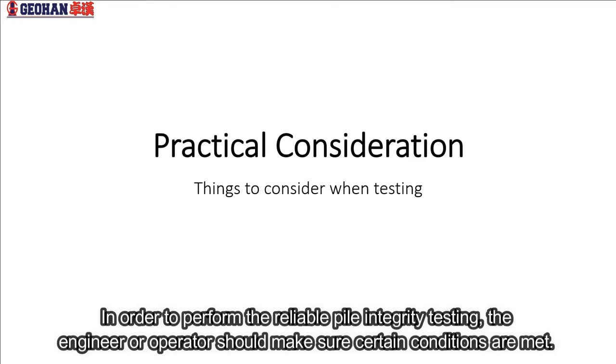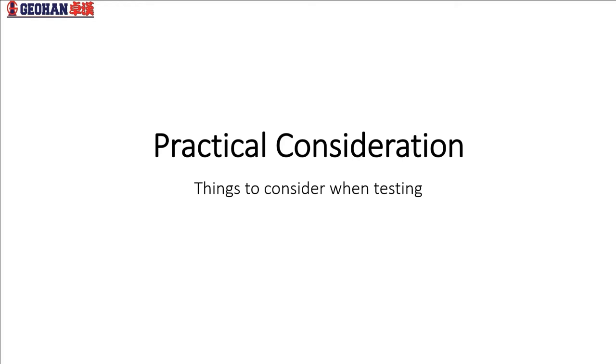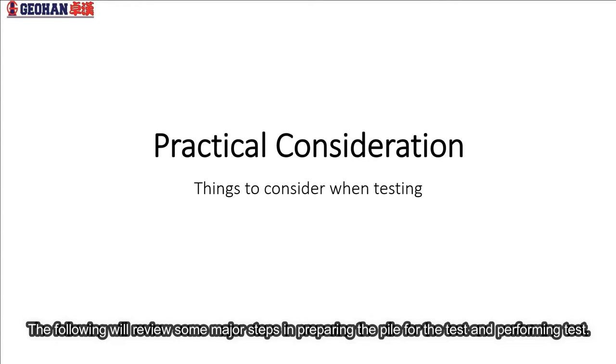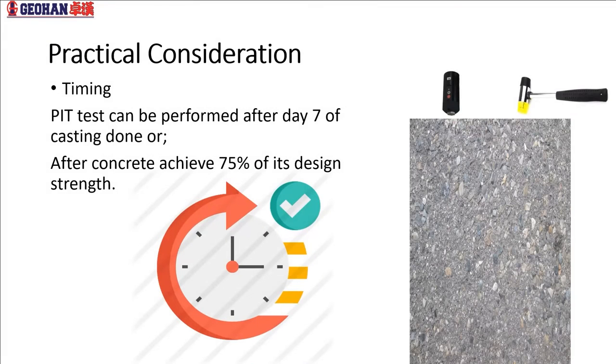In order to perform reliable pile integrity testing, the engineer or operator should make sure certain conditions are met. The following will review some major steps in preparing the pile for the test and performing the test. According to ASTM D5882, pile integrity test should be performed either after day 7 of casting, or after concrete reaches 75% of its design strength, whichever happens first.